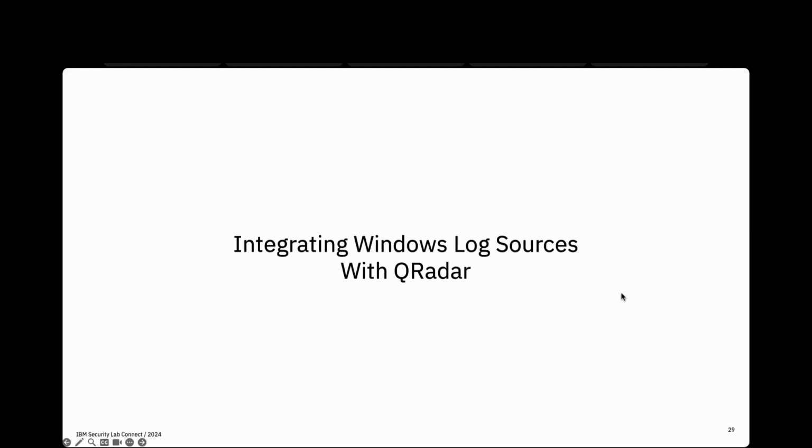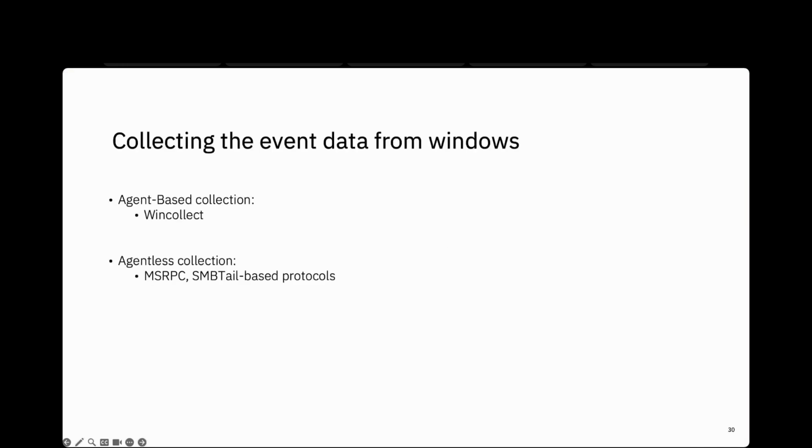Let's discuss integrating Windows log sources with QRadar, the common issues observed during the integration, and the solutions to mitigate those. We can collect event data from Windows using two types of solutions. First is the agent-based collection, where we install an agent on the Windows server, which helps to collect the events.